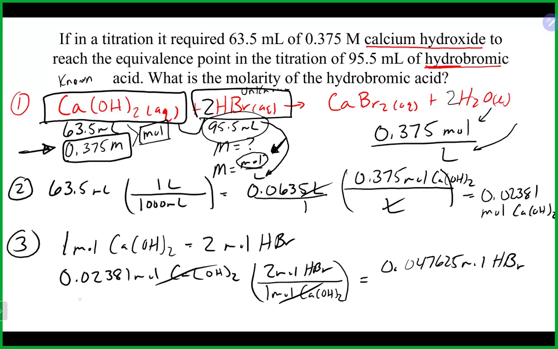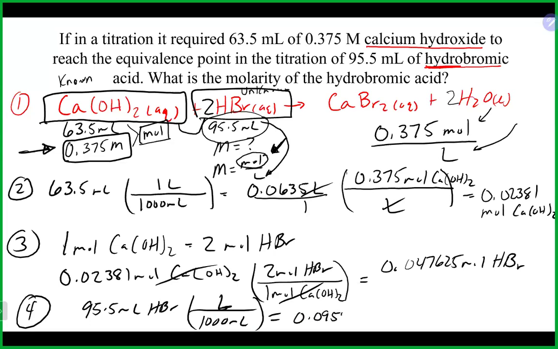So the last thing we're going to do here is take our fourth step, and we're going to take our 95.5 milliliters, which was the volume of HBr. We're going to convert it into liters. So once again, 1,000 milliliters is a liter. And that's going to give us 0.0955 liters. Now we're ready to calculate our molarity.